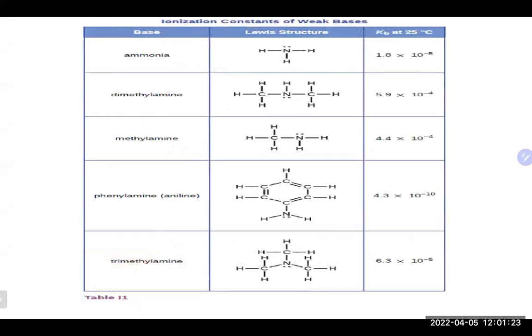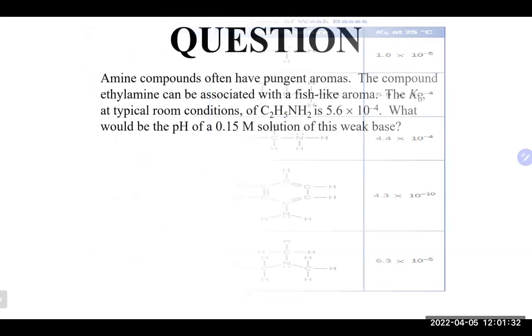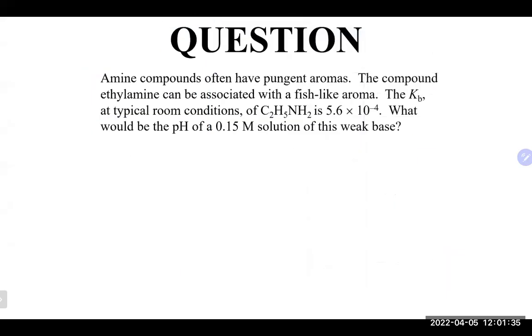There's obviously a table in your book of some Kb values. And again, if you see a Kb value associated with something, it's definitely going to be a base. So why don't we try one here? Amine compounds have a bad smell. The Kb here for this one, ethylamine, is 5.6 times 10 to the minus 4. What is the pH of a 0.15 molar solution? So take some time here, work it out. Again, ICE table it and see what you come up with. Let's see how we're doing.